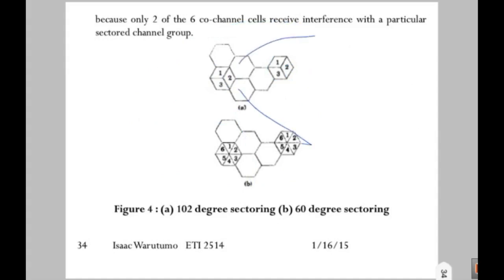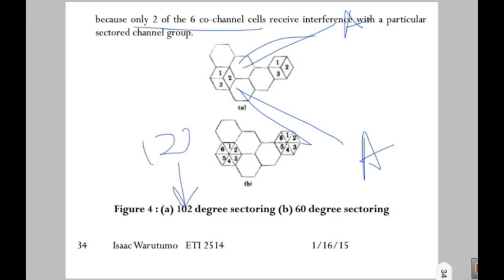So in similar manner, we are only going to have 2 cells that are the first tier that have the same channel group or frequencies that are going to be interfering with it. Because we cannot see that, only 2 out of the 6 are now interfering with that new cell that has been sectored. And this is wrong, it is supposed to be 120, not 102.